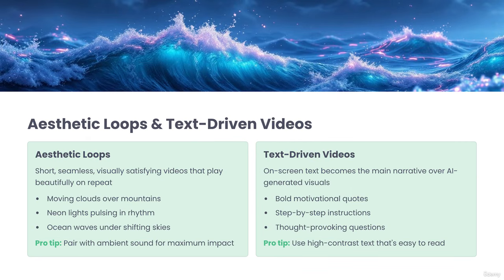Next up is aesthetic loops. These are short, seamless, visually satisfying videos that play beautifully on repeat. Think moving clouds, neon lights flickering in rhythm, or a calm ocean under shifting skies. AI tools are perfect for these because they allow you to create dreamy, hypnotic environments with very little editing, combined with relaxing music or ambient sound for extra impact.